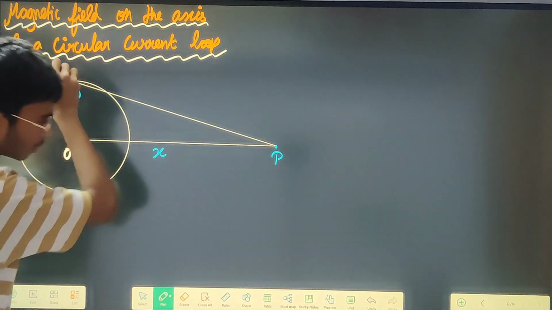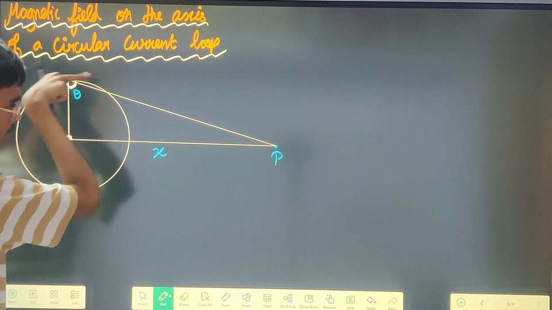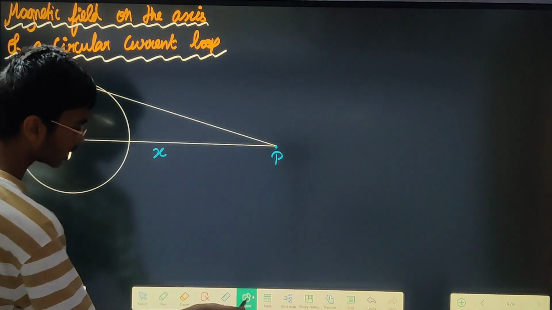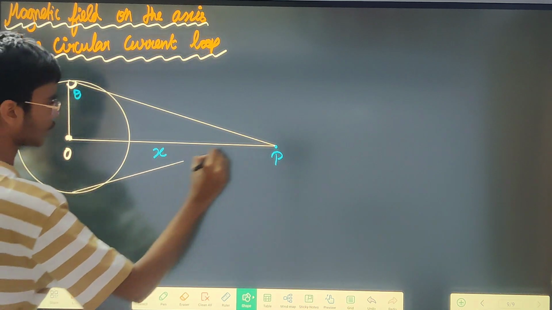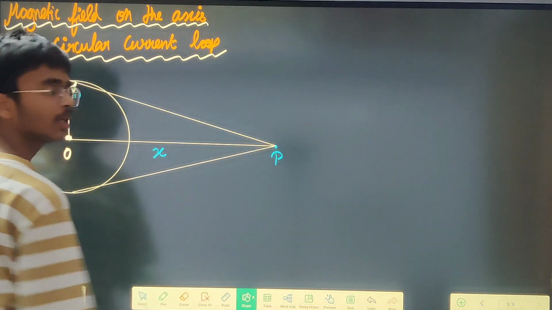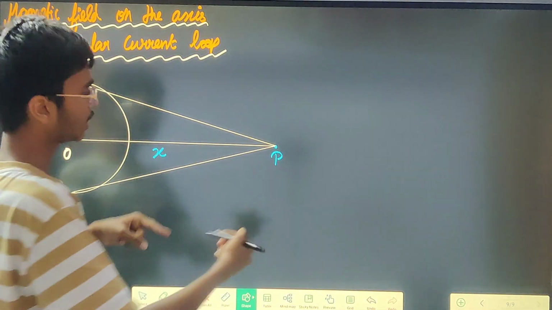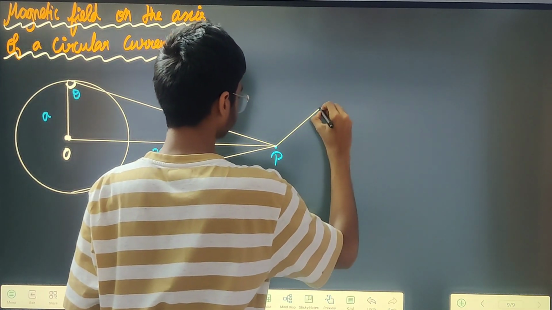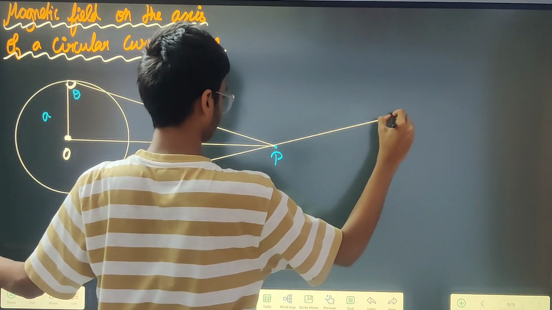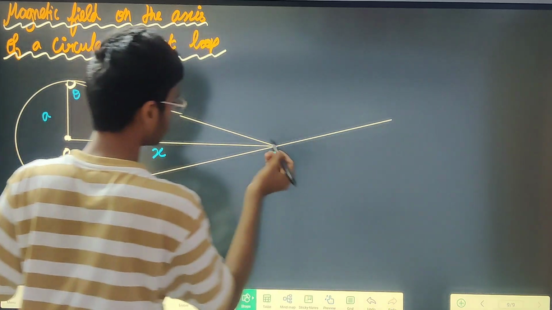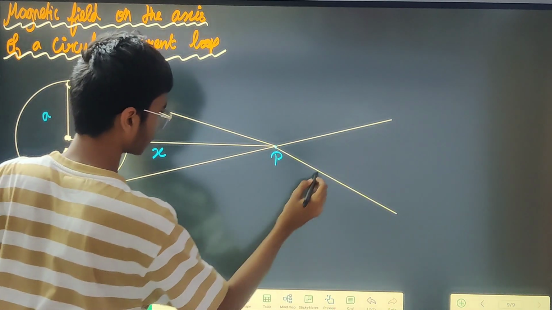What's happening from here? From here one magnetic field will be going, a force will be coming, and I'm going to consider another point in the circle itself, exactly opposite, like this. Since there are two different magnetic forces acting, one will be like this, and another one will be like this.